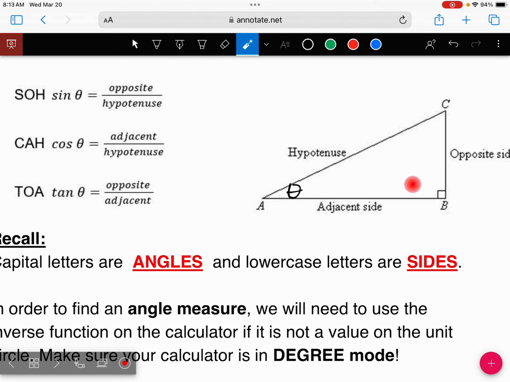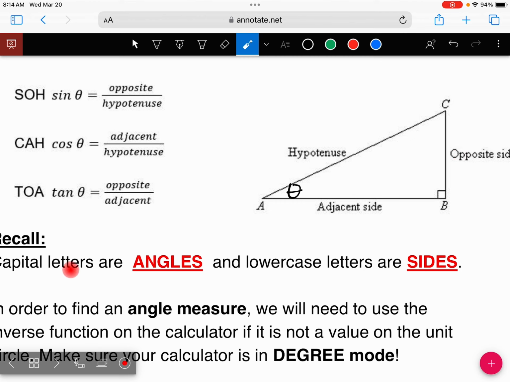So the hypotenuse will always be across from the right angle. That never changes. Adjacent means next to. If I say that we're adjacent to each other, that means we're right next to each other. So this is adjacent to angle A, and this is opposite of angle A.